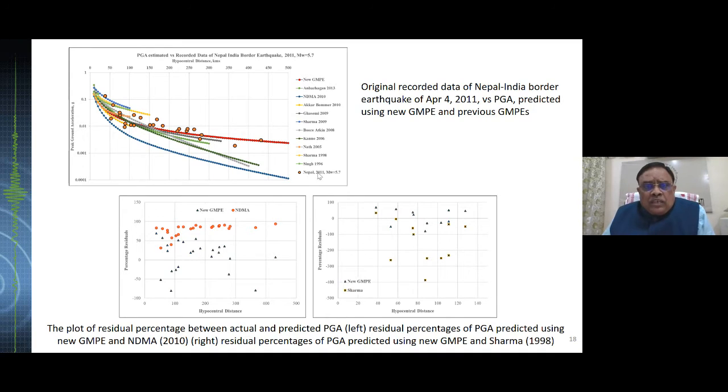We have also compared with other authors' GMPEs, for example Sharma, for this region, not for India in a broader sense. The bottom figure basically shows the percentage residuals of predicting the same event using the new GMPE and the GMPE by NDMA and Sharma. What we can clearly see is our new GMPE is here. The percentage residuals are smaller when compared to the NDMA results. The values are much closer to zero when compared to the past GMPEs. We can confidently say that.